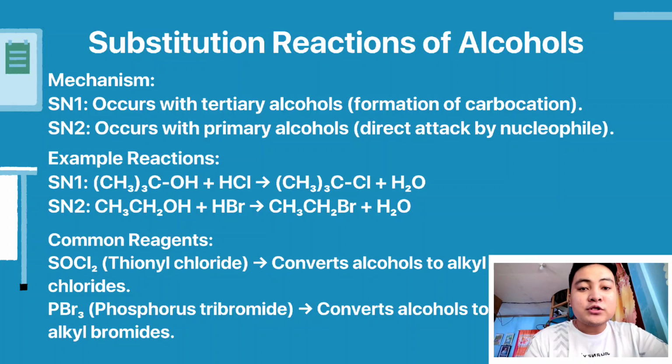A common reagent for substitution is thionyl chloride, or SOCl2, which converts alcohols into alkyl halides, often in the presence of a base like pyridine. Next is phosphorus tribromide, or PBr3, used to convert alcohols to alkyl bromides with better control over reaction conditions.